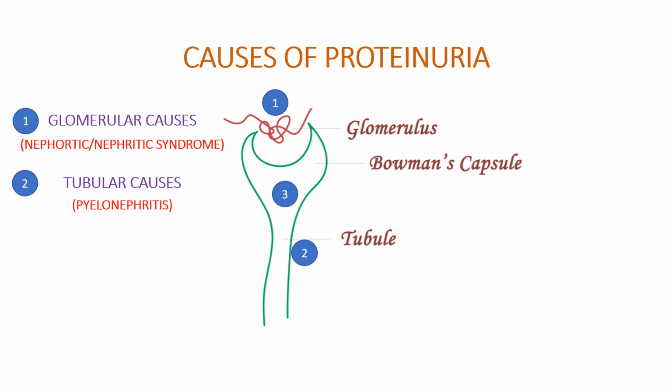Number three is kind of interesting, and this third cause is called overflow proteinuria. The meaning of overflow is that when a lot of proteins come into the Bowman's capsule, that is called overflow proteinuria. A very good example of this is multiple myeloma. We all study multiple myeloma in all the years of medicine because its pathogenesis and the pathology it causes are very interesting.